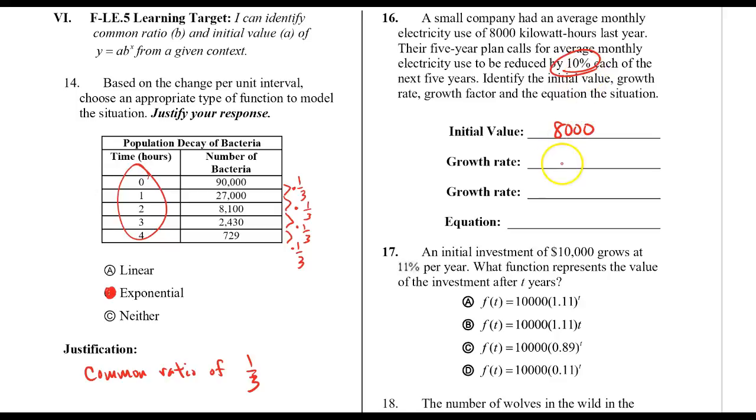The growth rate is 10%, but that needs to be as a decimal, so that's 0.1. The growth rate, we're not actually growing, we're reducing. So we discussed in class that if you're growing, you would do 1 plus your growth rate, but since we're reducing, it's 1 minus my growth rate, which leaves me with 0.9. So my equation is going to be y equals 8,000 times 0.9 to the x.